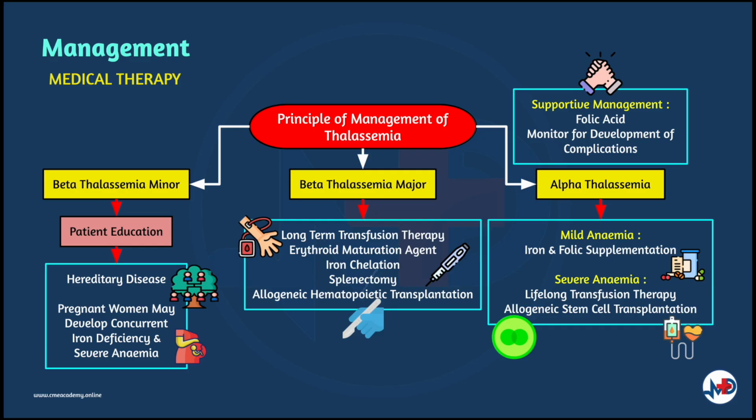In alpha thalassemia, those with mild forms may not require specific treatment except as needed for management of low hemoglobin levels. Therefore, some patients may benefit from iron or folic acid supplementation. Those with more severe anemia may need lifelong transfusion therapy, while in very severe cases, allogenic hematopoietic stem cell transplant may be considered.